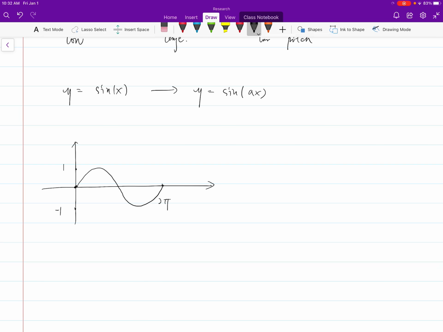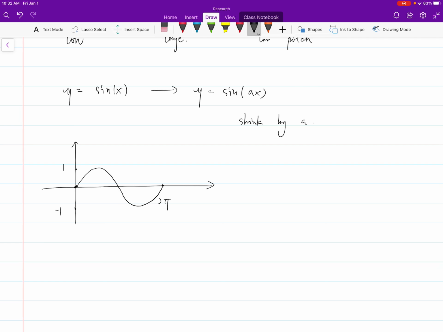This is the original sine wave without changing a thing. The period is 2 pi. Now what you do is you times an a there. So you squeeze, or let's say shrink, the whole function by a.